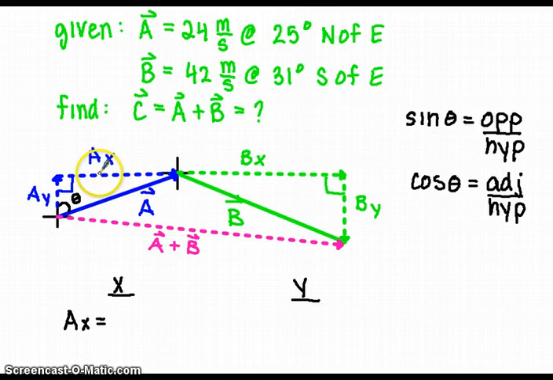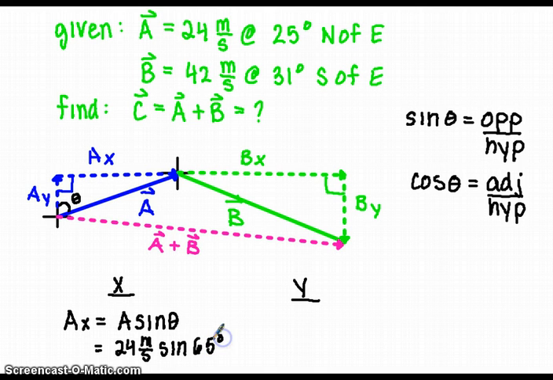Our x component is opposite our 65 degree angle, so we're going to use the sine function. If we're looking to find the opposite side, we would multiply the hypotenuse by the sine of theta. Our hypotenuse is A, so we're going to have A times the sine of theta, our 65 degree angle. So we go ahead and put in our 24 meters per second times the sine of 65 degrees, and we calculate that.